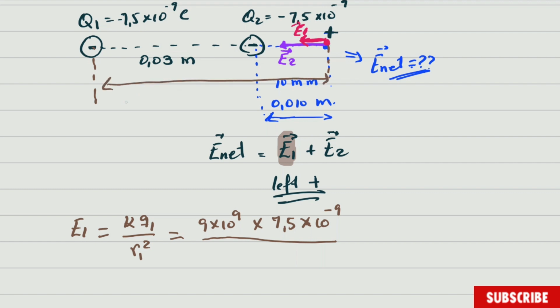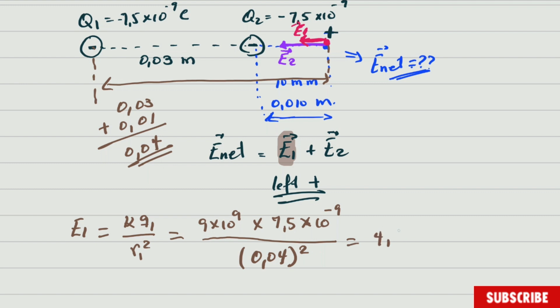The distance is the 0.03 plus the 10 millimeters. So this one is 0.03 plus 0.01, which is 0.04. That is the distance for charge 1. So it's 0.04 to the power 2. And you will get that the answer is 4.22 times 10 to the 4 newton per coulomb. That is the unit for electric field at that point, guys.